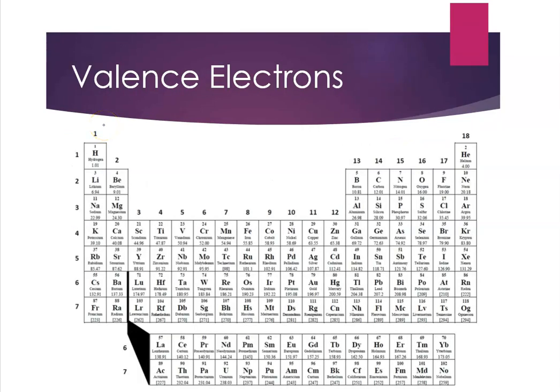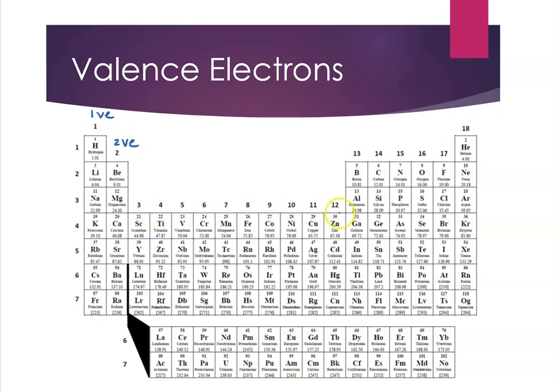Just as a refresher, our valence electrons are given to us by the last digit of the group number. So group 1 has 1 valence electron, group 2 has 2 valence electrons, and then we skip our transition metals. Group 13 has 3 valence electrons, group 14 has 4, 15 has 5, 16 has 6, 17 has 7, and 18 has 8. Everything in here is a transition metal. Transition metals have transitional valence electrons, so we don't look at their valence electrons.